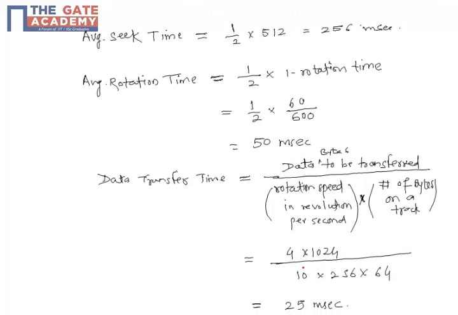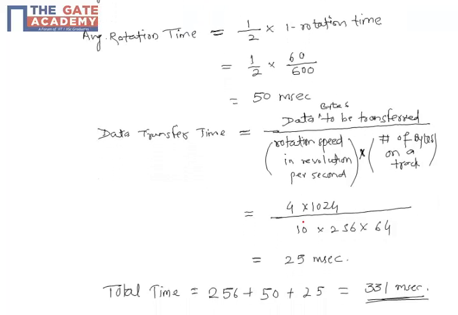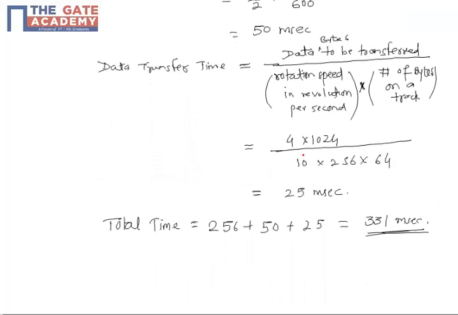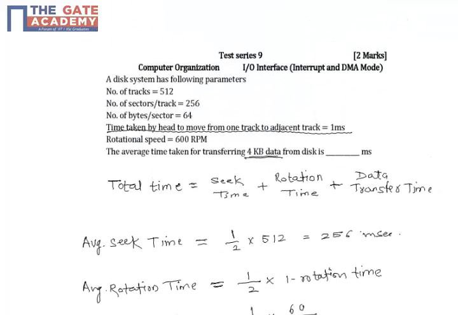So the total time for 4 KB of data transfer from the disk is given by 256 plus 50 plus 25, which evaluates to 331 milliseconds. So the correct answer to this question is 331 milliseconds. Thank you.